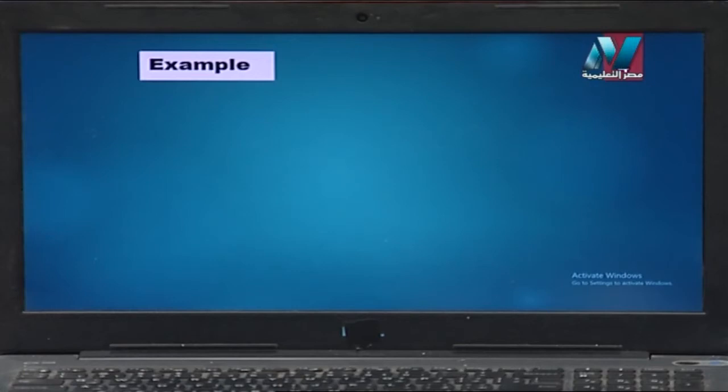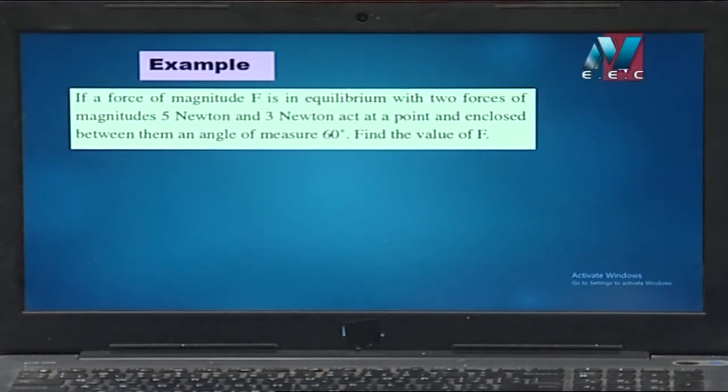Example, we have here, he says that if a force of magnitude F is in equilibrium with two forces of magnitudes 5 Newton and 3 Newton acting at a point and enclosing between them an angle of measure 60 degrees. Find the value of F.